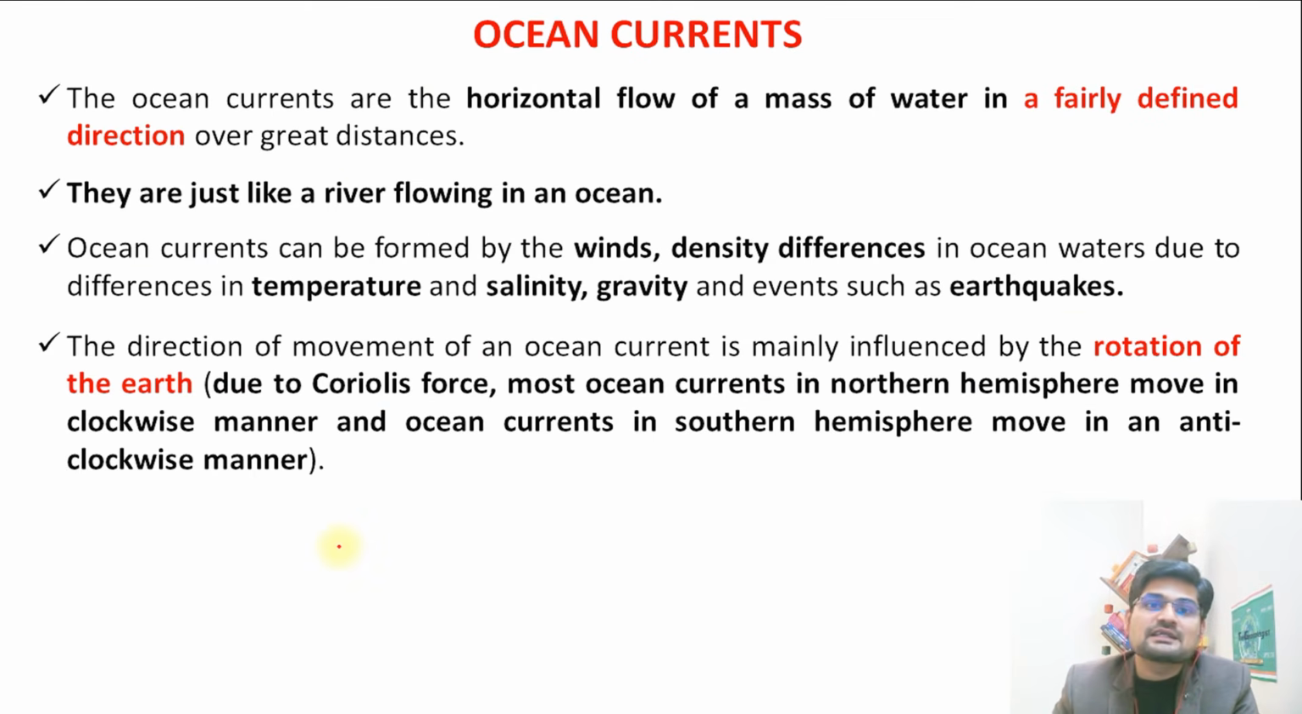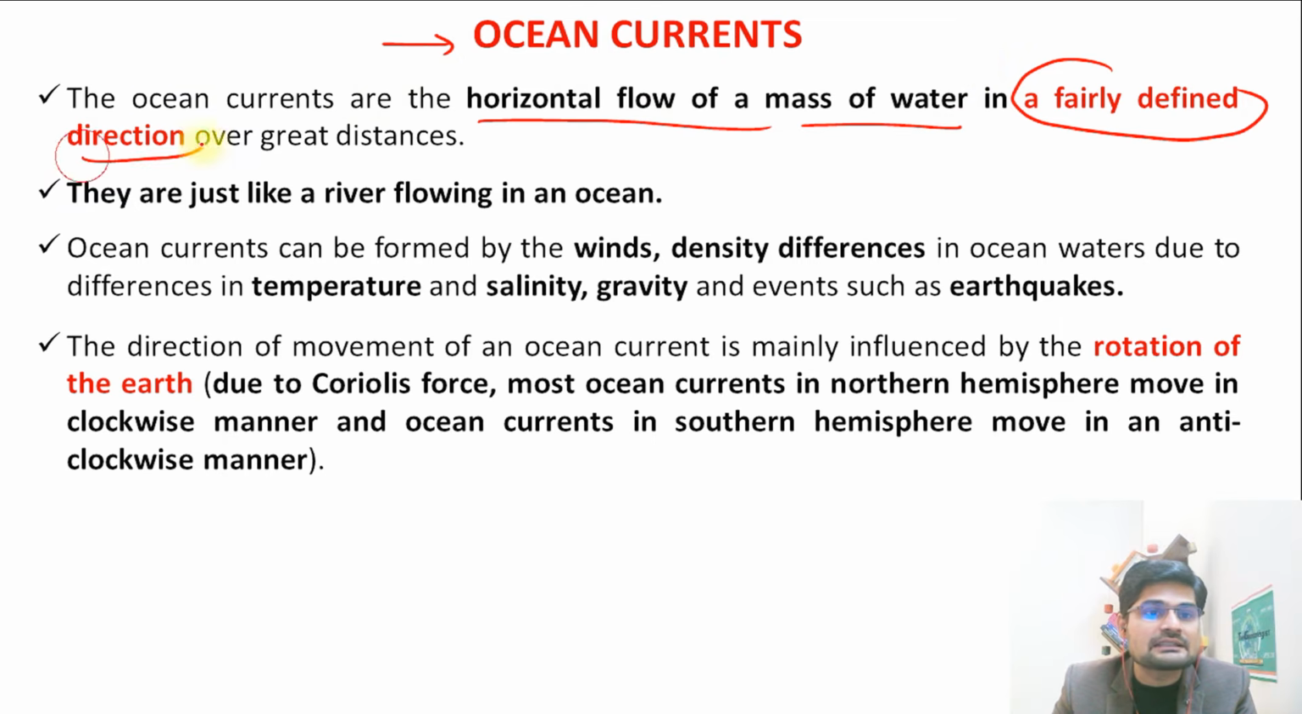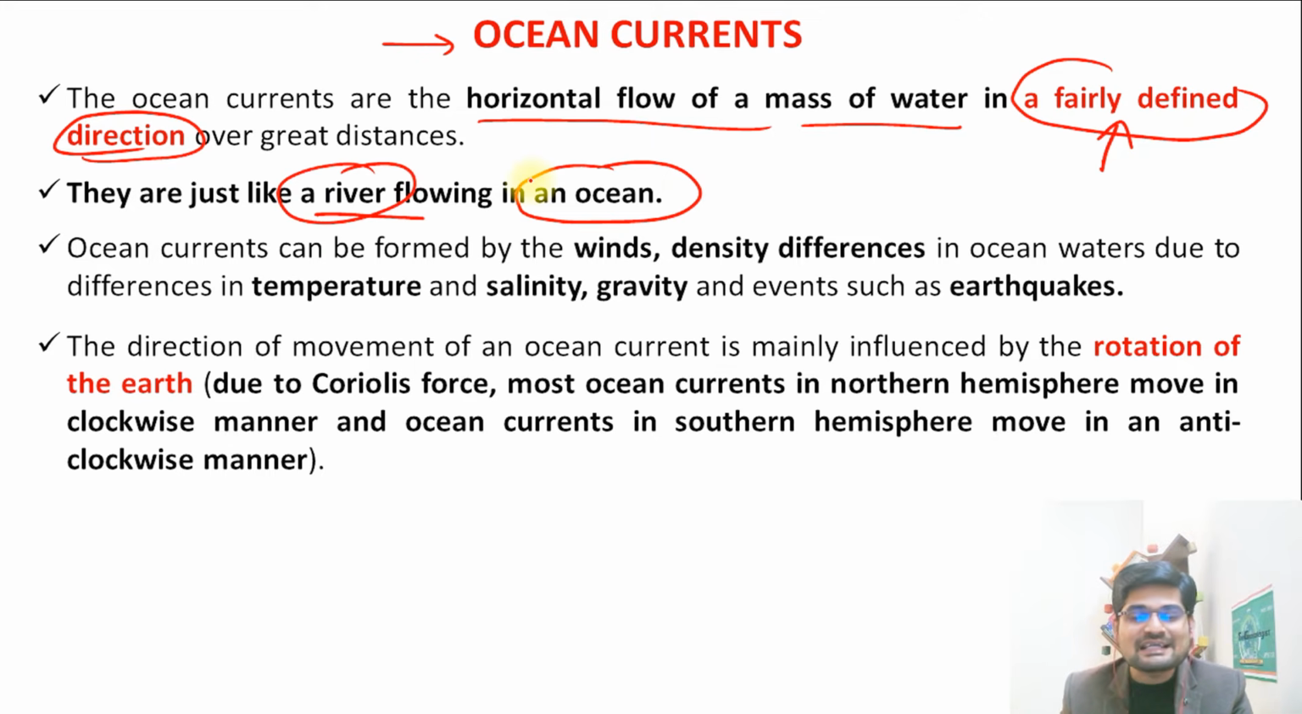Now the last part of today's session is the ocean currents. So what are these ocean currents? Remember, these are the horizontal flow of mass of water in a fairly defined direction. The catch here is this definition of a direction. Remember, ocean currents are fairly defined in their direction, and they are just exactly like a river that flows on land, but this river is not flowing on land, it is flowing in the ocean. So it's like a water stream that flows in the ocean, right?